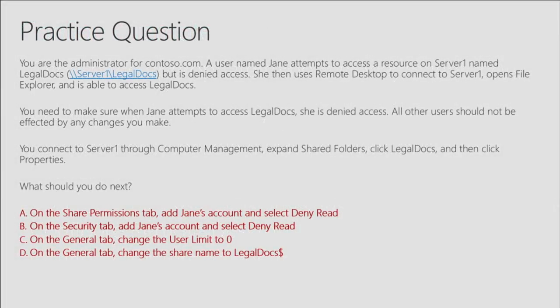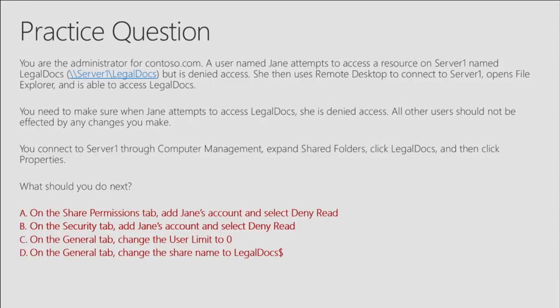Okay, let's see if you're paying attention. Another practice question. You're the administrator for Contoso.com. A user named Jane attempts to access a resource on server 1 named LegalDocs, and that's on //server1/LegalDocs, but they are denied access. She then uses remote desktop to connect to server 1, opens File Explorer, and is able to access LegalDocs. You need to make sure that when Jane attempts to access LegalDocs, she's always denied access. All other users should not be affected by any change you make.